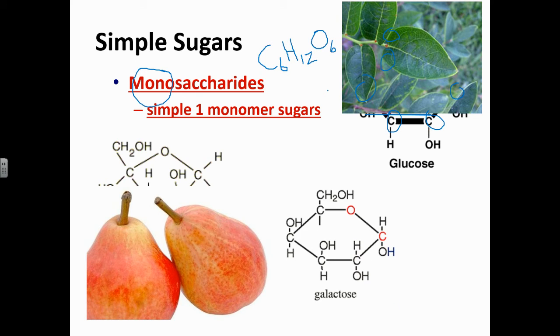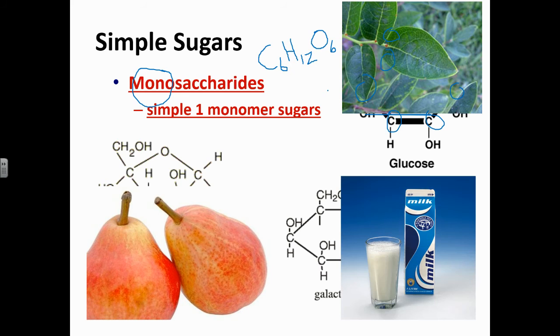A third monosaccharide is galactose. Again, 6 carbons, 12 hydrogens, 6 oxygens. This is a sugar that's found in milk products. All 3 of these monosaccharides have 6 carbons, 12 hydrogens, and 6 oxygens.